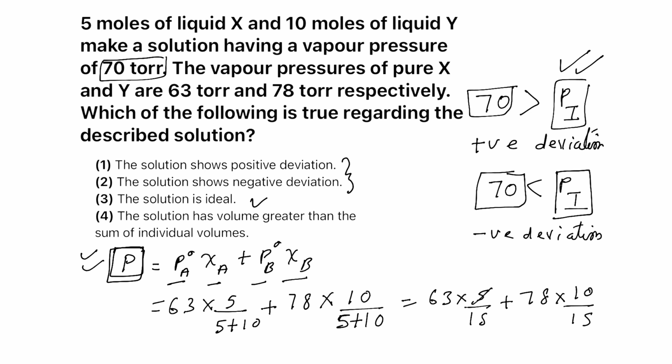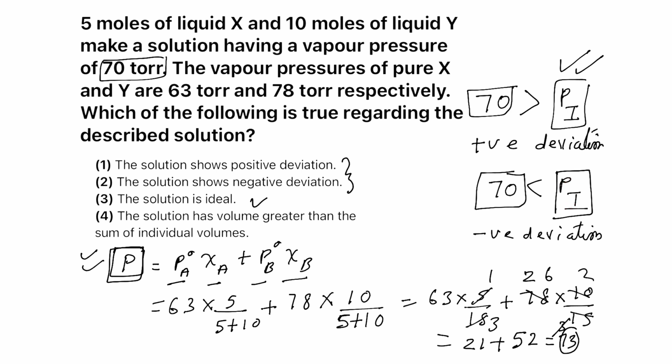Correct, right? You can cut 1 by 3. Here you can cut 2 by 3. You can simply calculate 63 by 3. What is that? 21 plus. You can cut 3 and 78. It becomes 26. 26 into 2 is 52. On adding, you will get 73. So calculated value is 73.